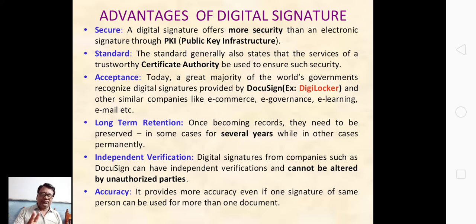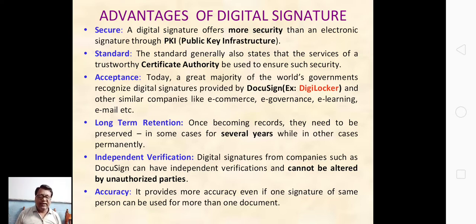Coming to the next point, it is very standard. The standard also states the services of a trustworthy certificate authority, because whatever failure or whatever the things may be, we have a certificate authority, and we can show this particular proof for our offenses or any faults. That is why this digital signature is a very standard one. They should be believed on it.